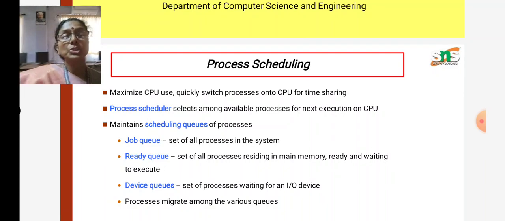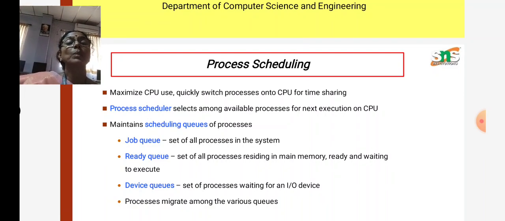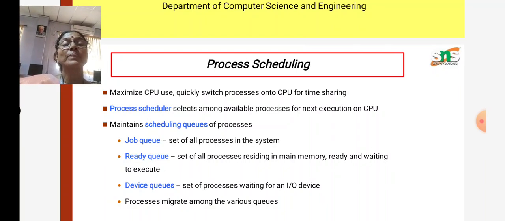The process scheduler selects among the available processes for the next execution on the CPU. This is the main job of the scheduler. It maintains the scheduling queues of the processes, and we have different types of queues.